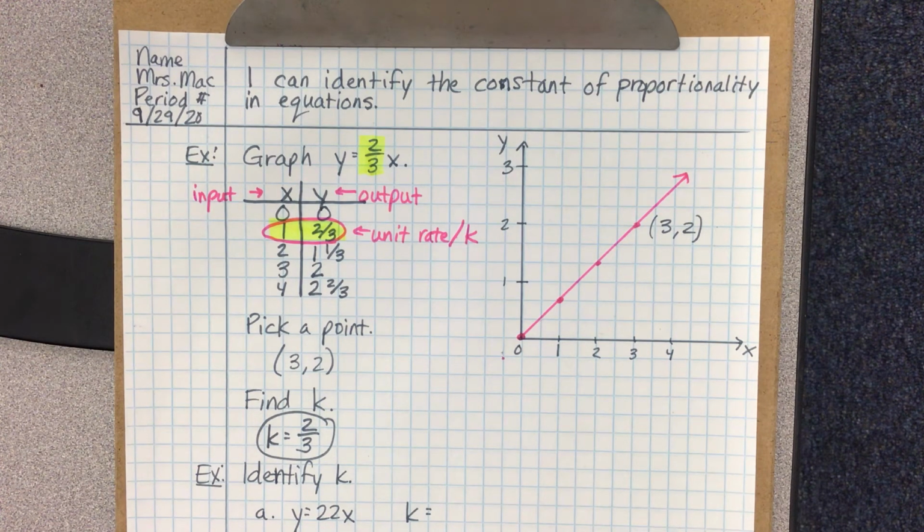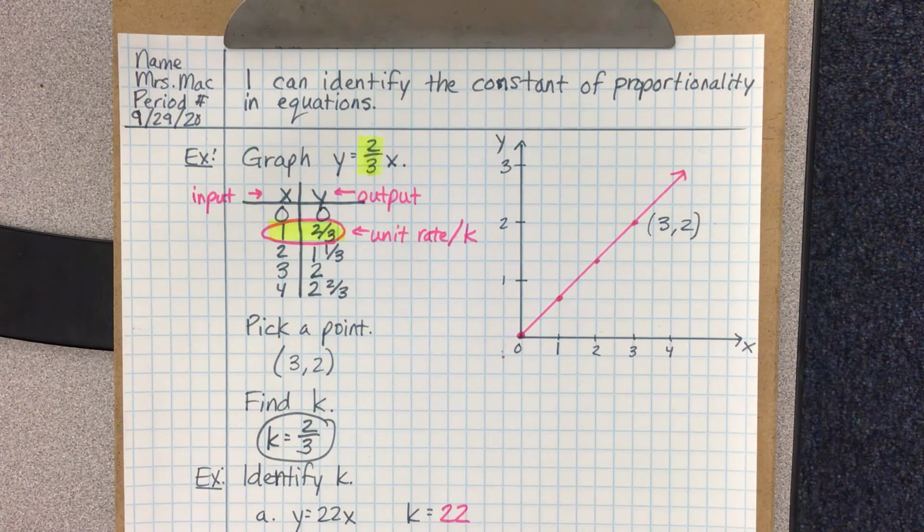Hopefully, you see that the constant of proportionality is right here. So your constant of proportionality for that equation is 22. For this equation, it's 4. For this equation, it's 2 and 25/100.